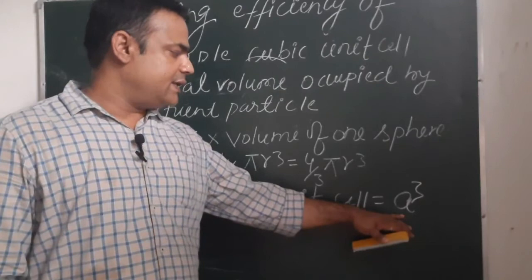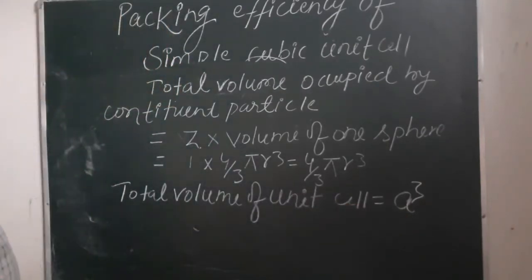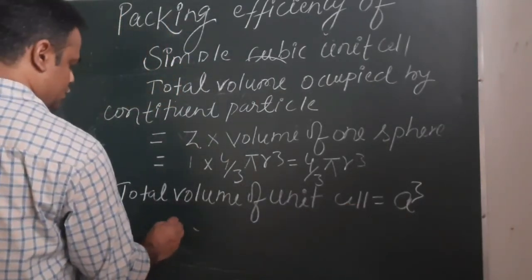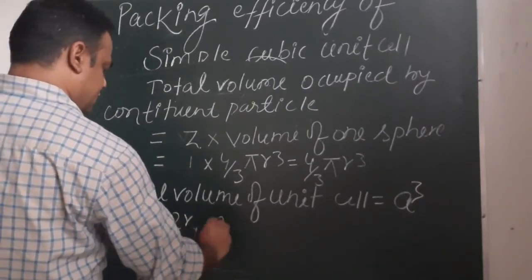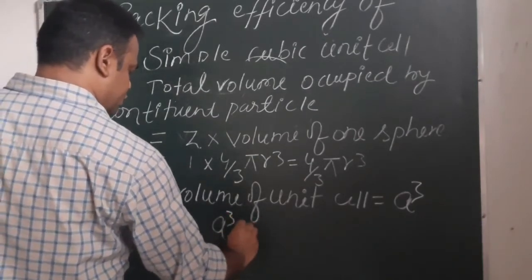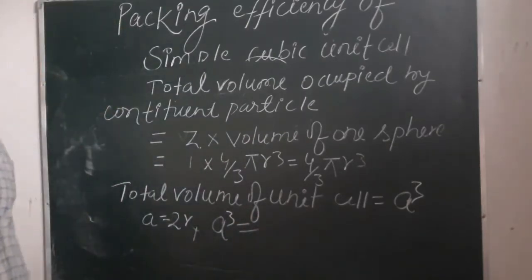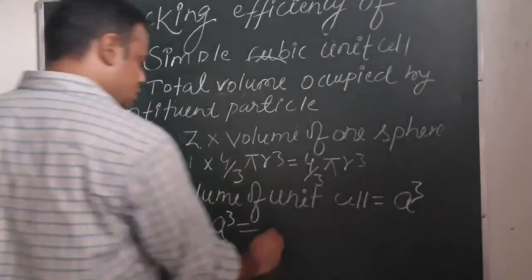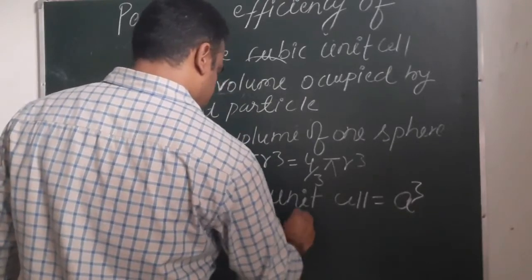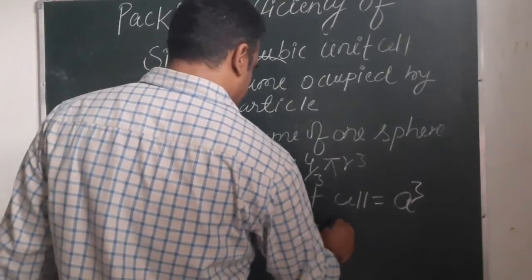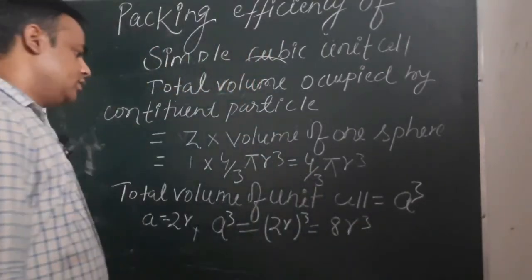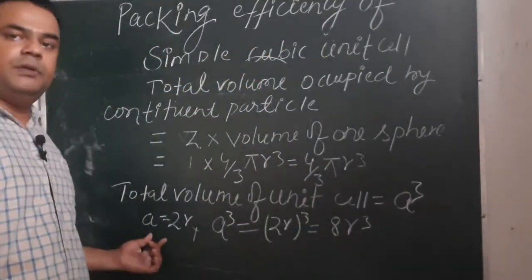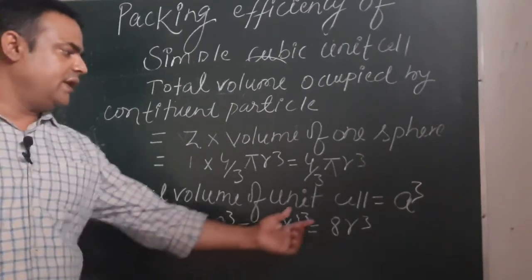We have established the relation between edge length a and the radius of the sphere, and that relation is a equals 2r. So we can write the volume of the cube in terms of the radius of the sphere, and that will be equal to (2r) whole cube, and the whole cube of 2r will be 8r cube.